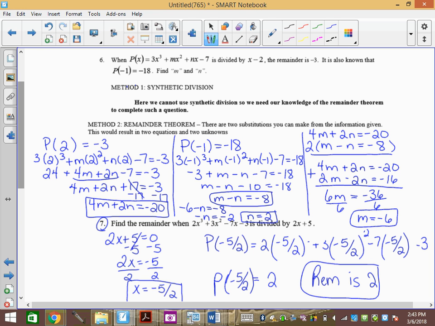Will there be something like this on your test? For sure. Is it ridiculously hard? No. It's just time consuming. How could I check if I was right? Plug the m back in, plug the n back in. For all the x's, I would plug in one of those, so negative 1 or 2, and I would look for the remainder.